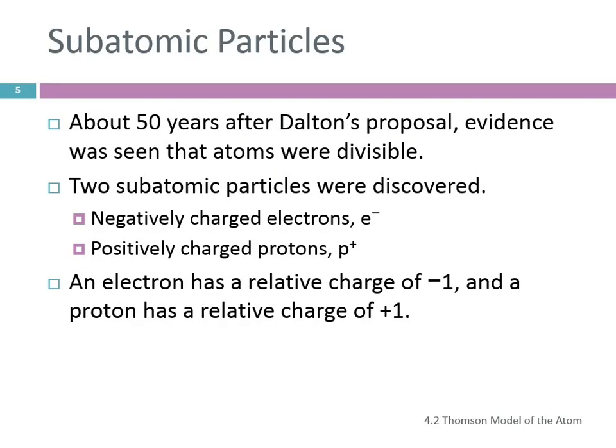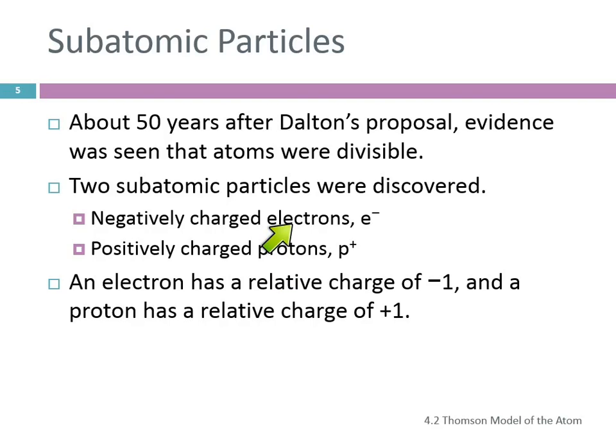So about 50 years after Dalton proposed his atomic theory, there was evidence that atoms were divisible, that atoms themselves contained smaller particles. And so these are called subatomic particles. Sub meaning below. They're below the size of an atom. So subatomic particles. The first two that were discovered were electrons and protons.